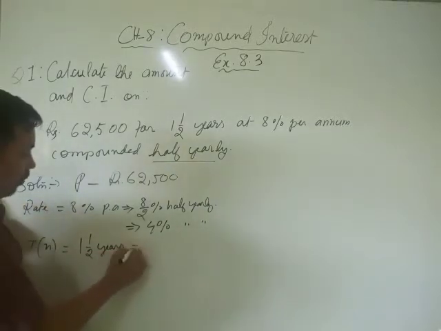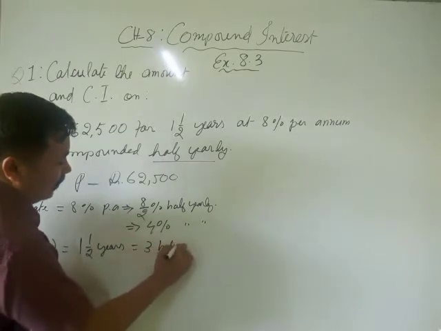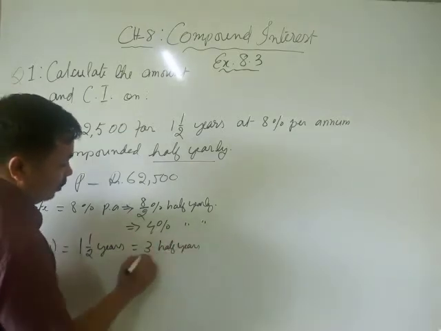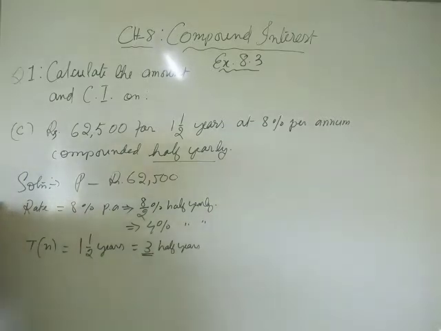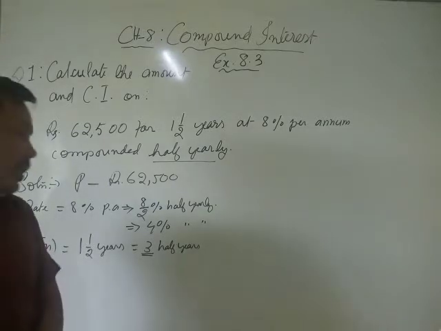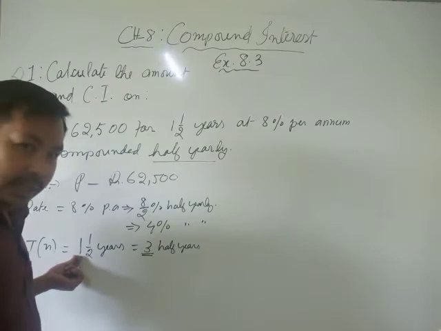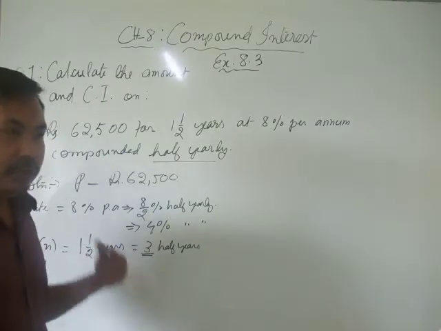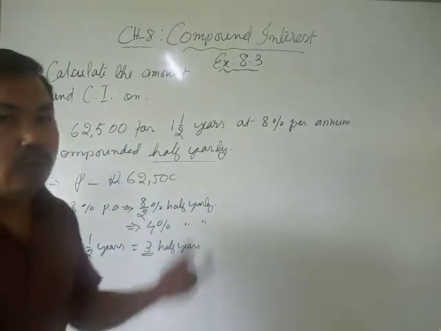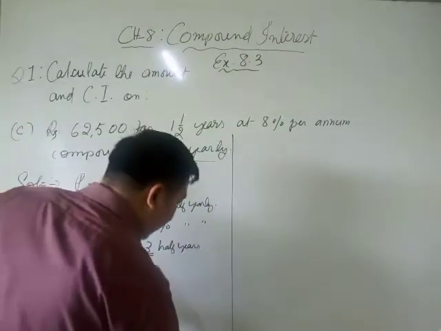1.5 years. How many half years are there? 3 half years are there. So these 3 we will take. Understand? Because how many half years are there in 1.5 years? There will be 3: 2 for 1 year and another half year, isn't it? So 3 half years are there, so 3 we will take. Understand? Then now we start to find out the amount.